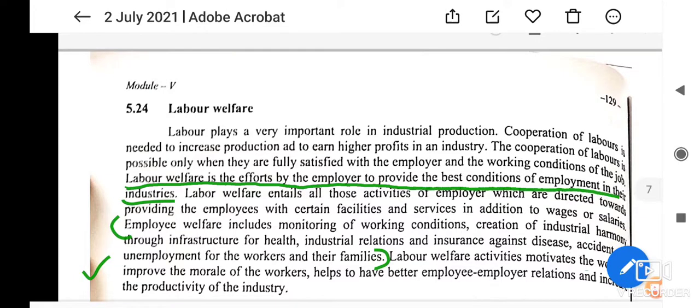Hi all, this video marks the end of the 5th module. In this we will be covering 4 topics: labor welfare, industrial fatigue, industrial discipline and industrial dispute.